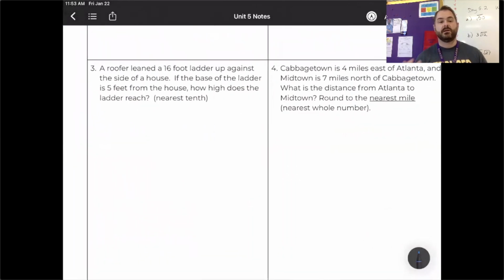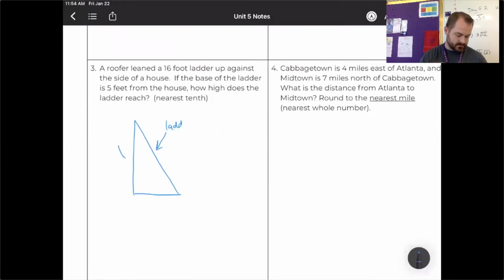A roofer has leaned a 16-foot ladder up against the side of a house. If the base of the ladder is 5 feet from the house, how high does the ladder reach? Round to the nearest tenth. So in this case, again, we've got a situation with a ladder leaning on a house. We've got the house, we've got the ground. That kind of helps you visualize what your right triangle should be. Okay? The ladder itself is this hypotenuse. The house is up and down, and then this is the ground. Okay, forms a right angle.